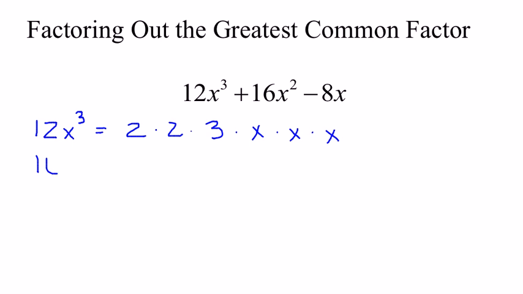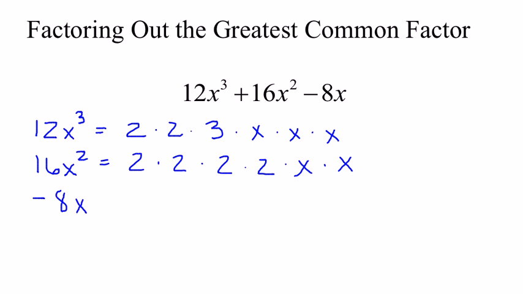Okay, so next is the 16x squared. So we got 2 times 2 times 2 times 2 times x times x. Next we've got negative 8x. Even though negative 1 is not its prime factor, we can still write it as a factor. So we've got negative 1 times 2 times 2 times 2 times x.